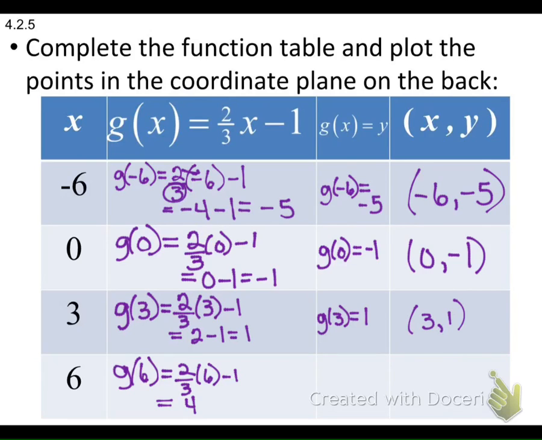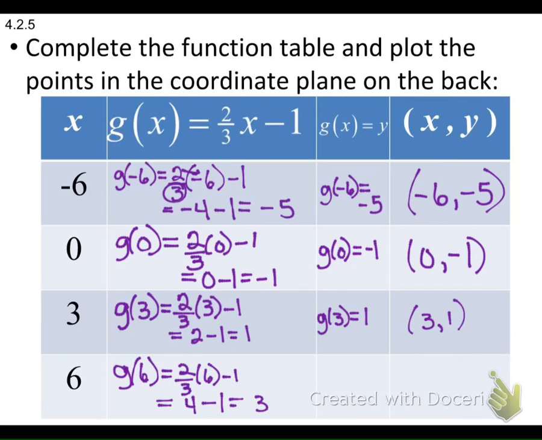So you did this. 2/3 times 6. And then I brought down my 4. And then what do I have to drop? Your minus 1. My minus 1. Okay, so then what's 4 minus 1? 3. Okay. So then when I get to my output, what do I write?